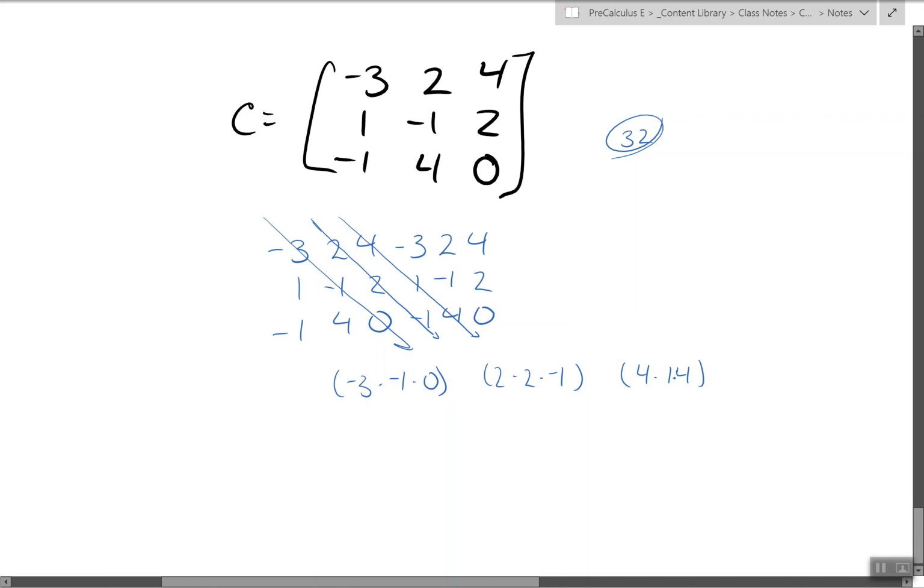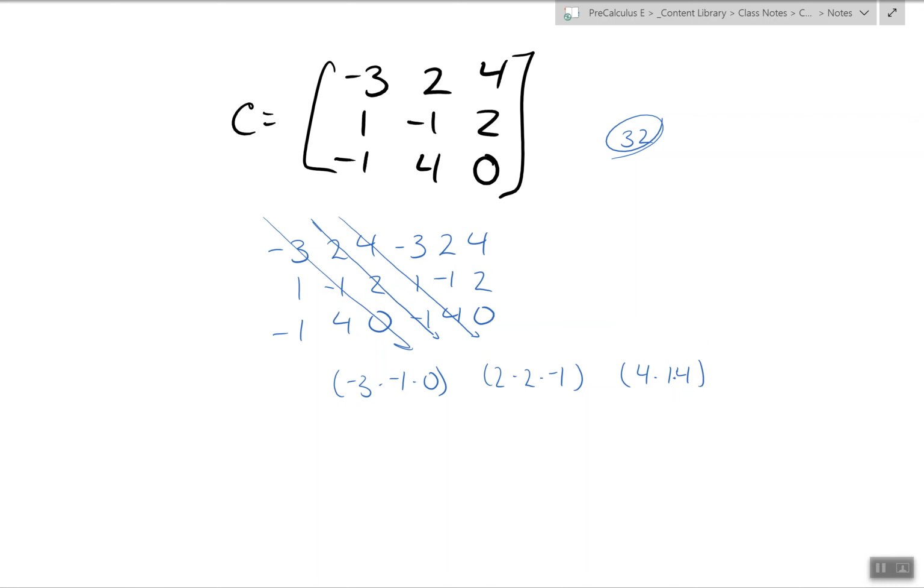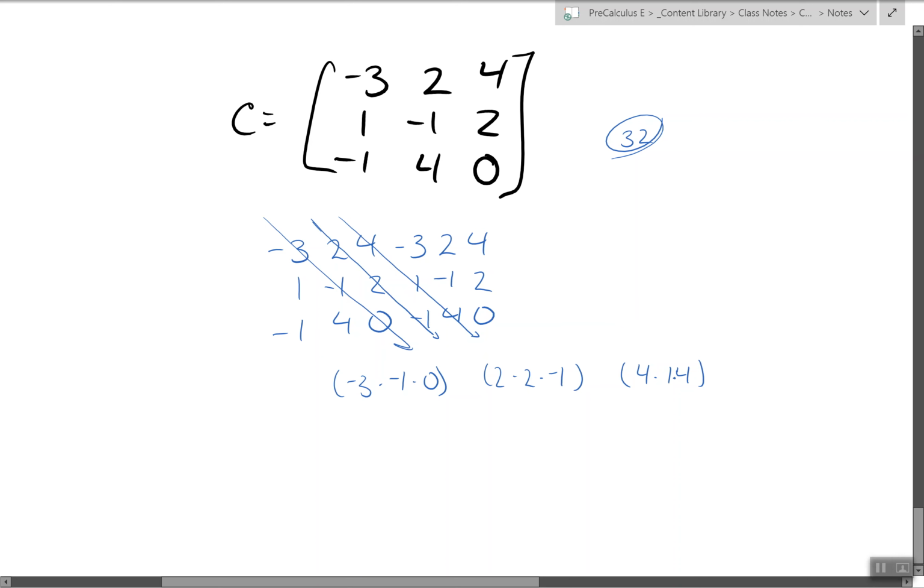Then we're going to go the other diagonals, starting at the 3 and going backwards. So we go this -3 and we go backwards that way. So that's -3 times 2 times 4. And then we go to the 2, so 2, 1, 0. And then the 4, -1, -1. Okay, so we've got these sets of diagonals.